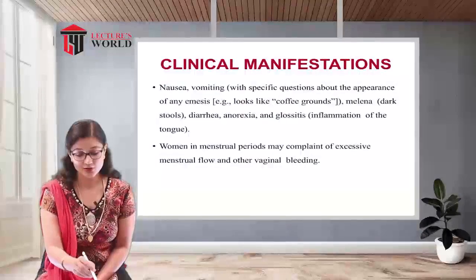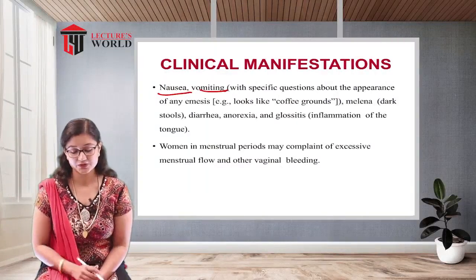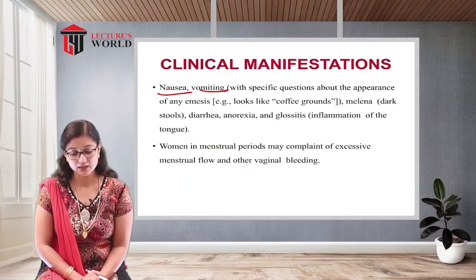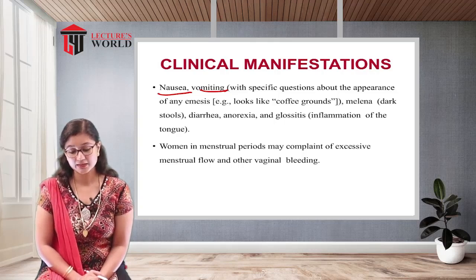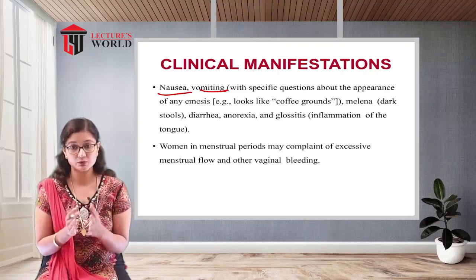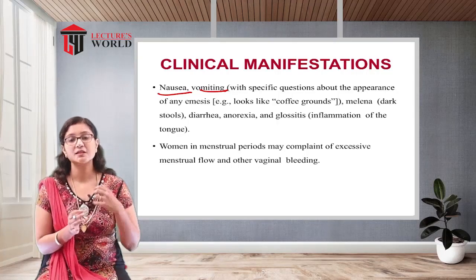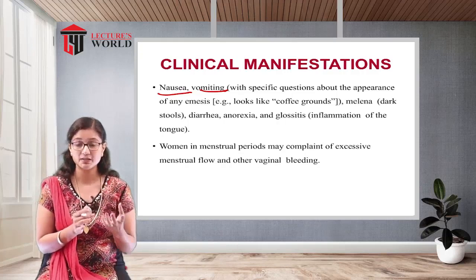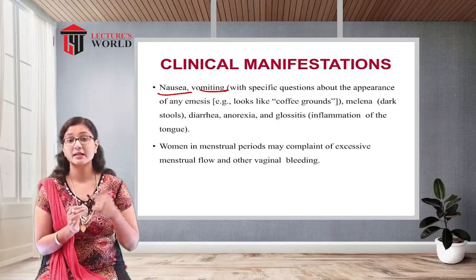Next is nausea, vomiting with specific questions about the appearance of any emesis. Looks like coffee ground, melena. Melena is nothing but dark stools, diarrhea, anorexia and glossitis can be present. This is nothing but GI related problems which we can see in the patient. He may have the feeling of vomiting, which is nothing but nausea. There can be vomiting present.